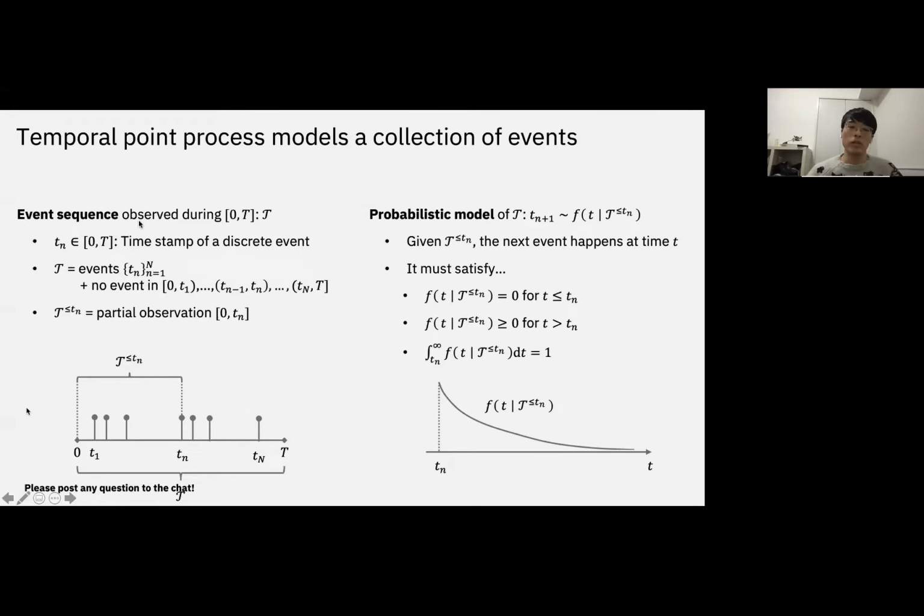An event sequence observed during time interval 0 to T is denoted by calligraphic T. This consists of events, defined by timestamps of some discrete event, as well as the information that there is no event during these time intervals. This is quite significant because we have an observation interval from 0 to T, and we have to encode the information that, for example, there is no event after event tn up to time capital T.